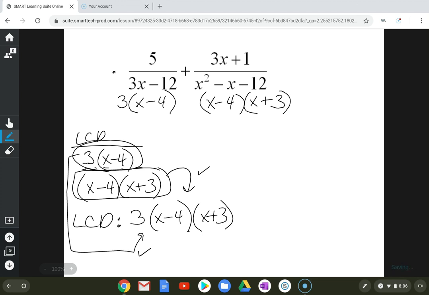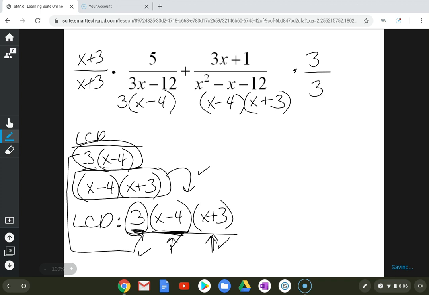Let's look at the first fraction. What do I have to multiply this by in order to get our LCD? Well, it has the 3, it has the x minus 4, it needs the x plus 3. So I'm going to multiply my first fraction by x plus 3 over x plus 3. All right, now let's look at the second fraction. Second fraction has the x minus 4, has the x plus 3, but it doesn't have the 3. So all I have to multiply this side by is 3 over 3.